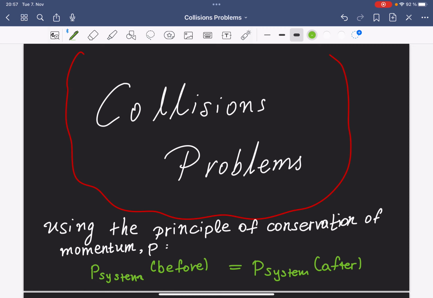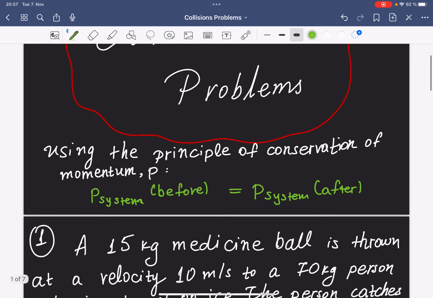Welcome back to another video where we will be talking about collisions, in continuation of our discussion of momentum. In this short video, I will try to talk about one or two examples where we need to apply the principle of conservation of momentum to solve collision problems. So let's jump right into it.